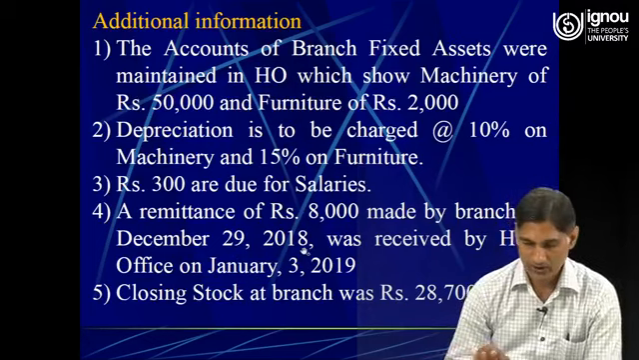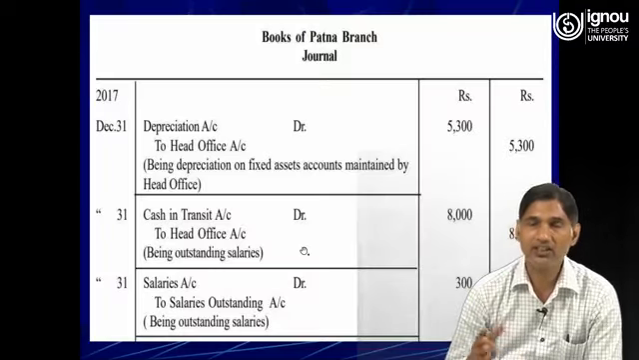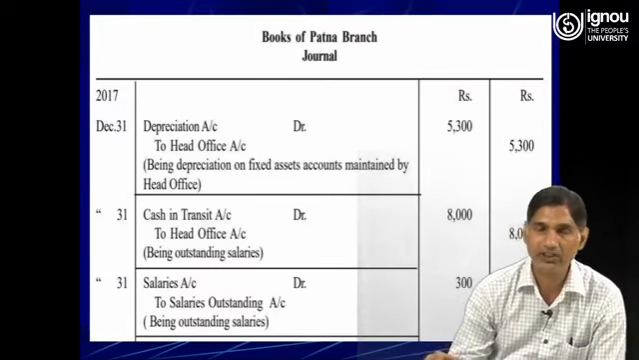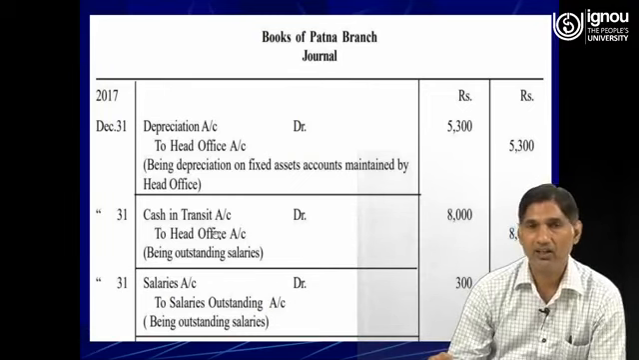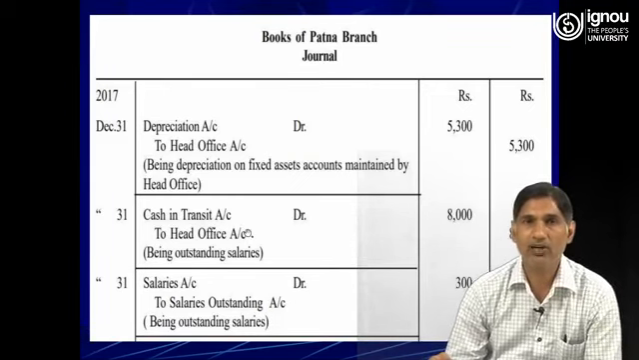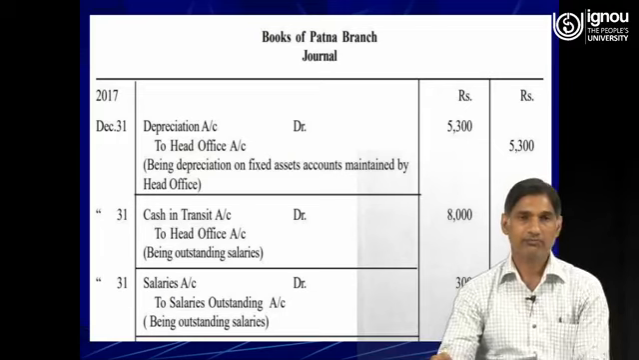So for anything which is in transit, whether it is the asset in the form of cash or in the form of goods, so this is the asset, and all the assets have the debit balance. So therefore cash in transit 8,000 rupees has been debited to head office 8,000 rupees.